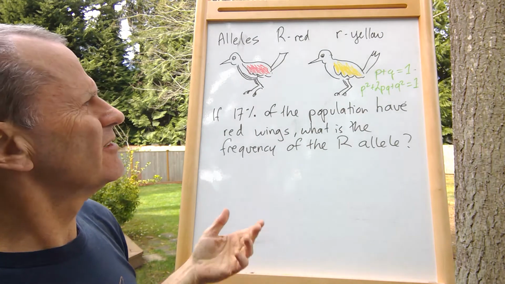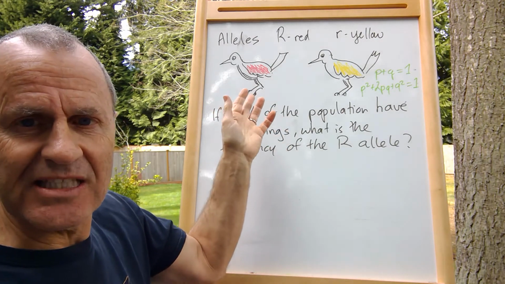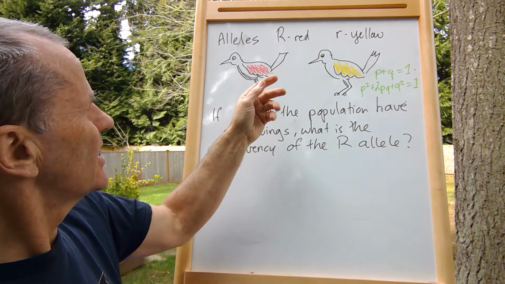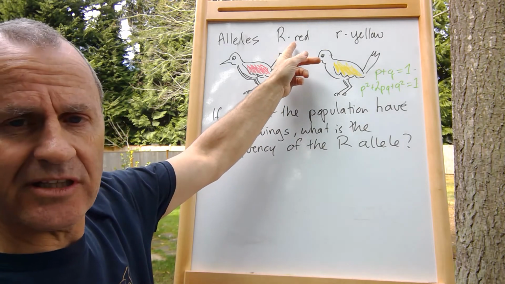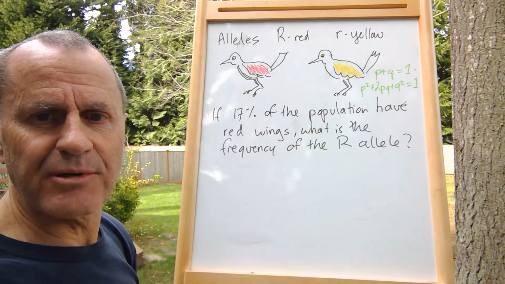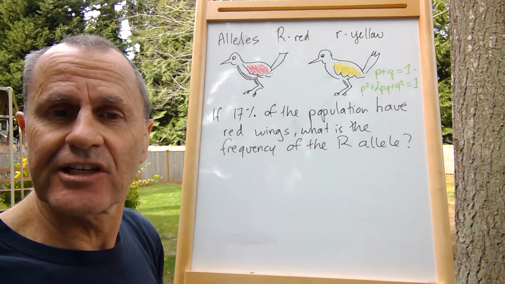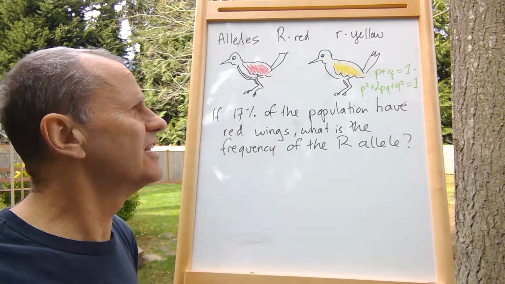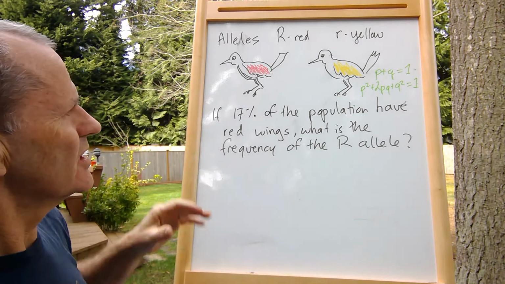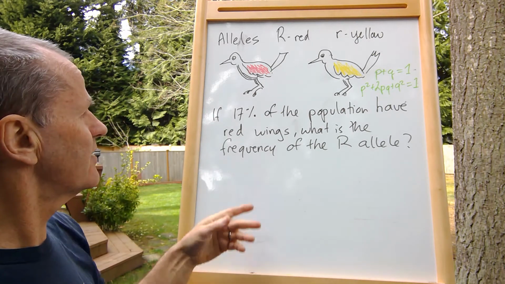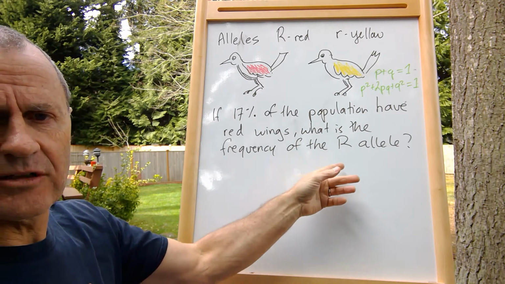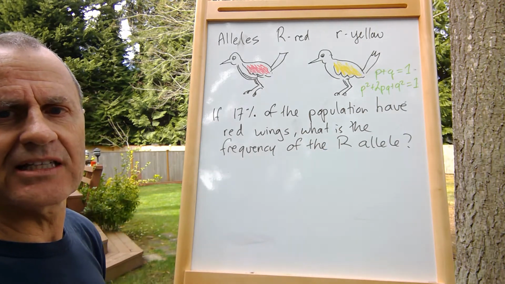The idea is that they're the same species because they can interbreed, and we've got a case where the dominant allele, the capital R, codes for the red wings, and the recessive allele codes for the yellow wings. So here's my question. If 17% of the population have red wings, what's the frequency of the capital R allele?